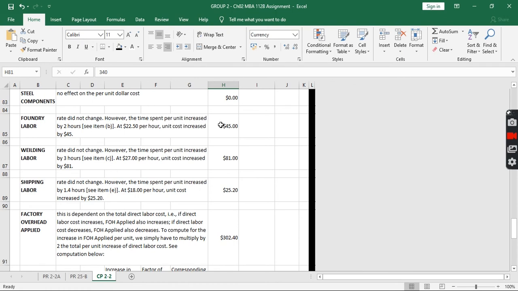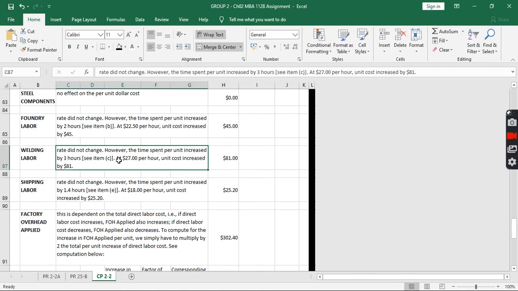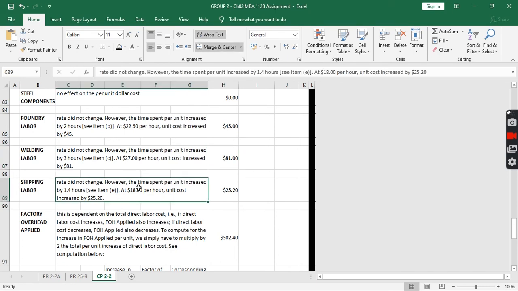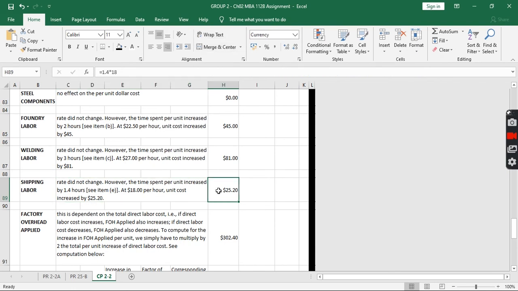For our welding labor, an increase of 3 hours per unit spent was observed, multiplied by our rate of $27 per hour. This should give us a per unit increase of $81. And for our shipping, a 1.4 hours increase was observed, multiplied by the $18 per hour rate. This should give us a $25.20 increase per unit.